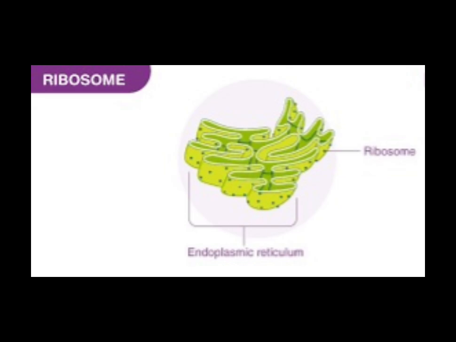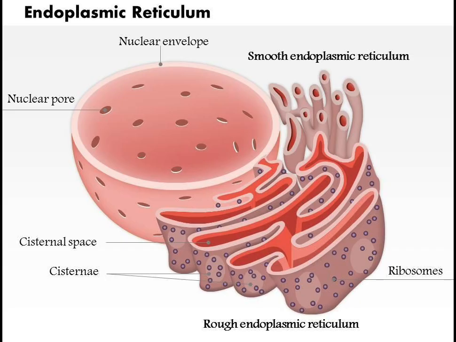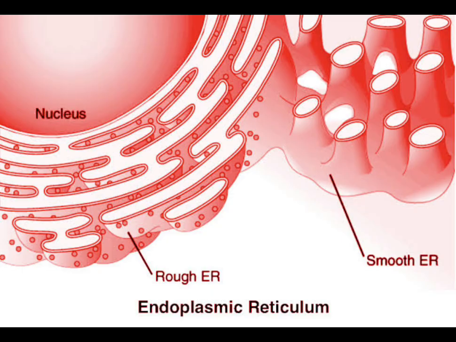The endoplasmic reticulum, or ER, is a network of membrane channels that transport materials throughout the cell. There are two types of ER. The rough endoplasmic reticulum has ribosomes attached to its surface and is involved in protein synthesis and transport. The smooth endoplasmic reticulum lacks ribosomes and is responsible for lipid synthesis and detoxification of harmful substances. Proteins and lipids produced by the ER are sent to the Golgi apparatus.